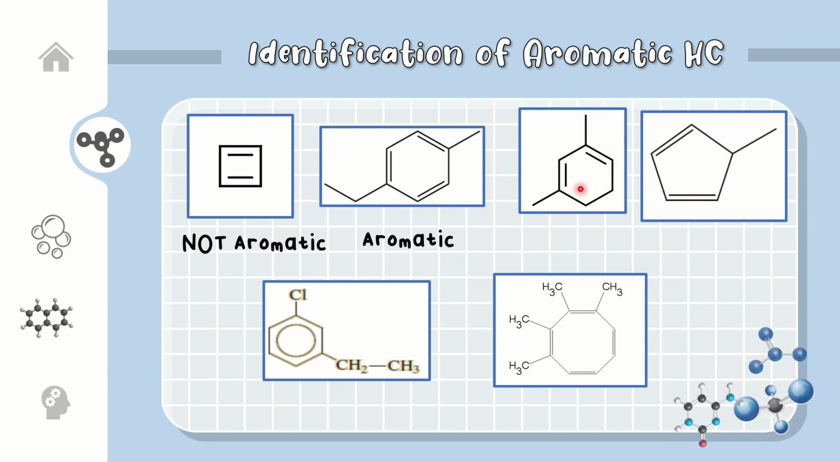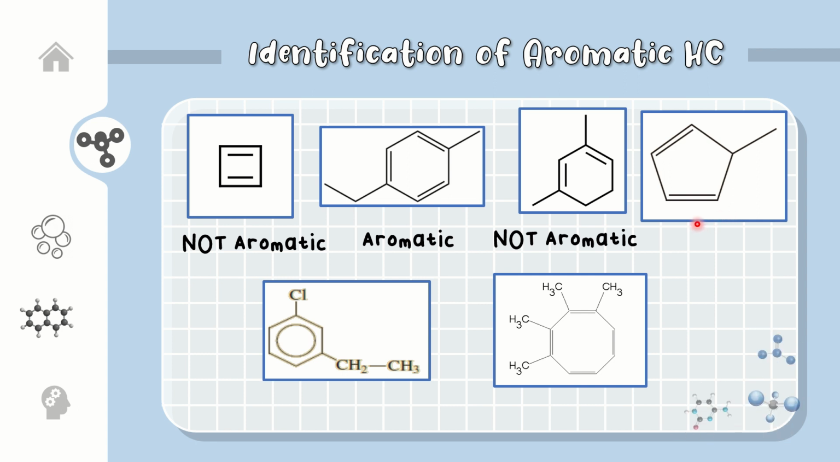In our next example, again, aromatic hydrocarbons are a 6 carbon ring consisting of 3 alternating double bonds. But in this picture, we could see only 2 double bonds. Therefore, this is not considered as aromatic hydrocarbons. Similarly, with our next picture here, we could see a 5 carbon ring consisting of 2 double bonds. So therefore, this is not an aromatic hydrocarbon.